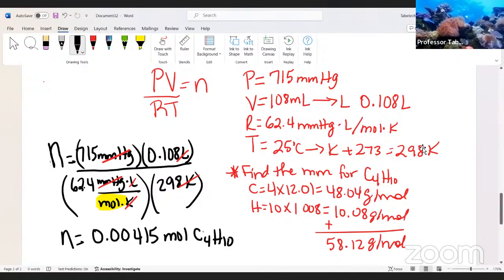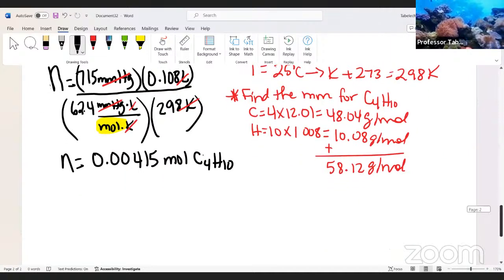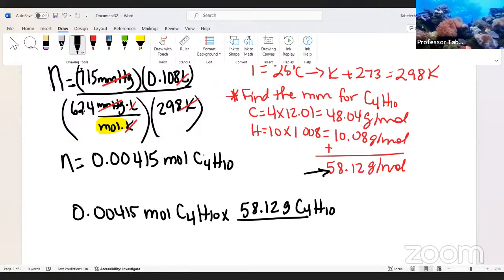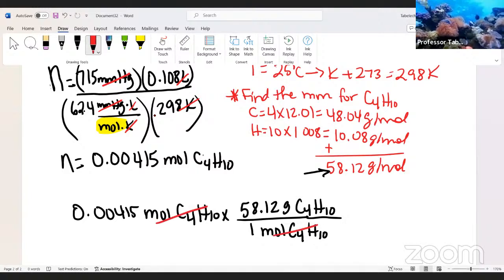So what you're going to do, because of space, guys, I'm going to write that down here underneath it. I would have kept going right here, but I don't have space. So I'm just going to take that number right here. I'm going to say 0.00415 moles of butane times that molar mass right here, that 58.12 on the top, grams of butane over 1 mole of butane. And again, cross out the units you no longer need and just simply multiply.